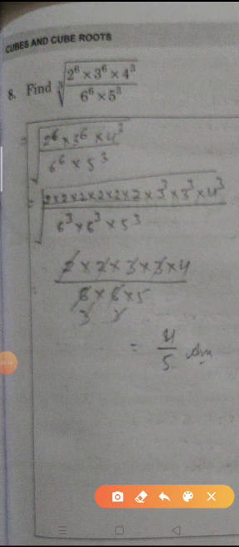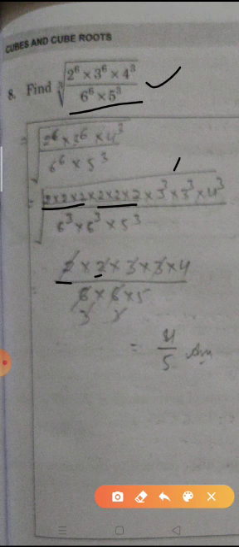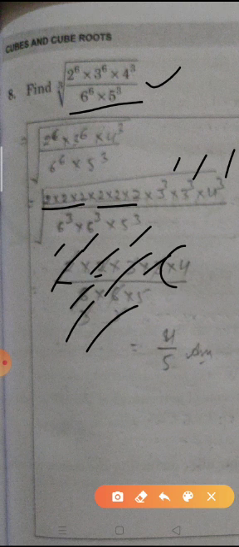Question number 8. 2 to the power 6 multiply 3 to the power 6 multiply 4 to the power 3 upon 6 to the power 6 multiply 5 to the power 3. So these are the factors. These are pairs of the same 3 times of the number. So 2 and 2, and 3 to the power 3, 3 to the power 3, 4 to the power 3. So write 3, 3 and 4. Yes, 6 to the power 3, 6 to the power 3, 5 to the power 3. So 6 cancels from 2 three times, again 6 cancels from 2 three times, 3 to 3 cancel, so 4 upon 5 is left.